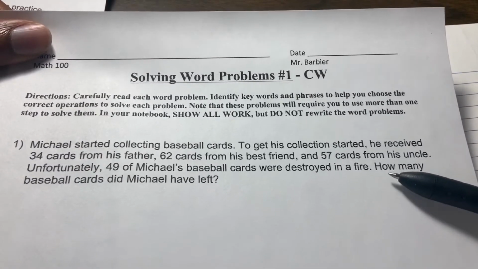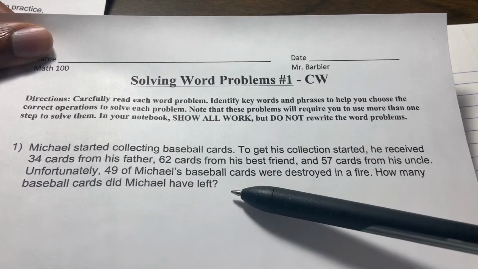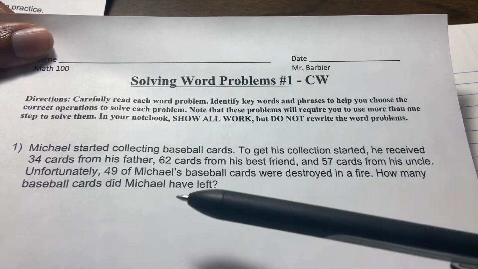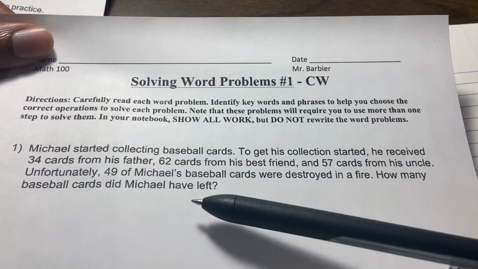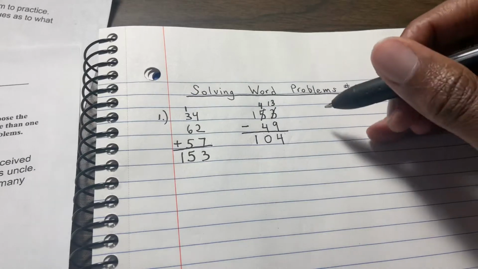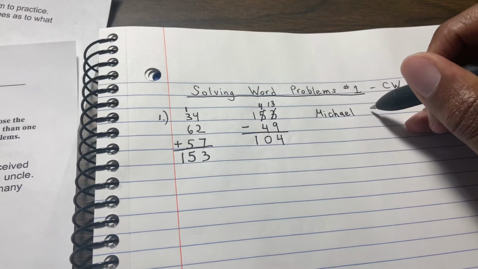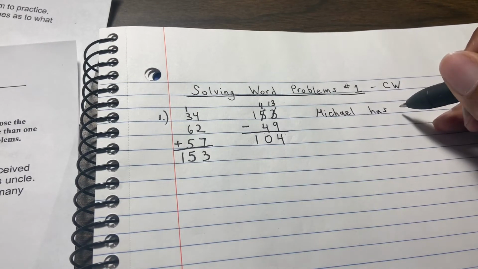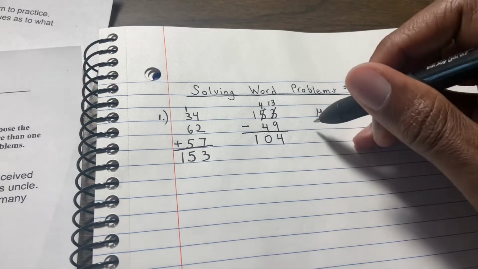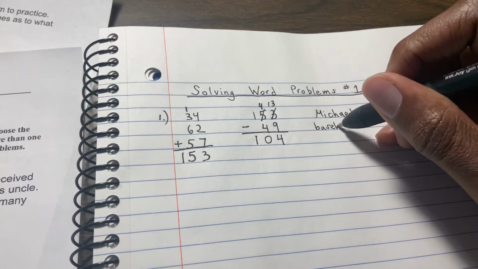Here's the question. How many baseball cards did Michael have left? That is the final question, okay? We're going to use those same words in the final question in our solution sentence. Okay, let's do it. So the question is, how many baseball cards did Michael have left? We're going to say, Michael has 104, okay, baseball cards left.